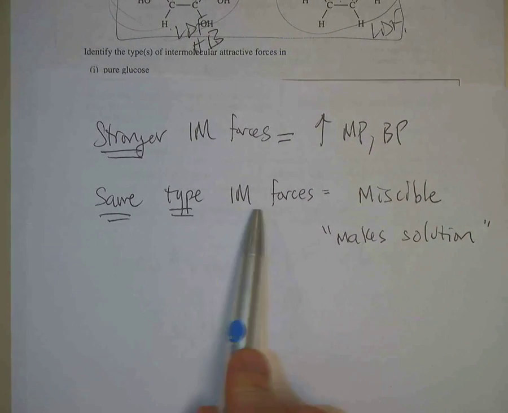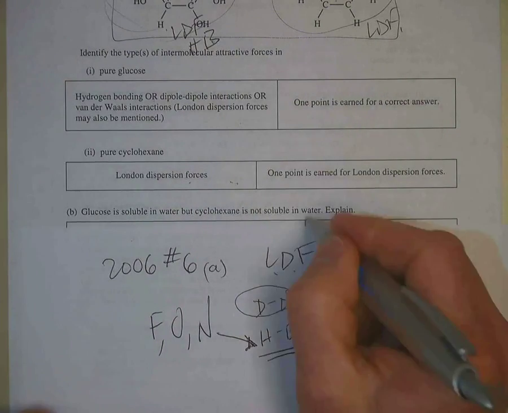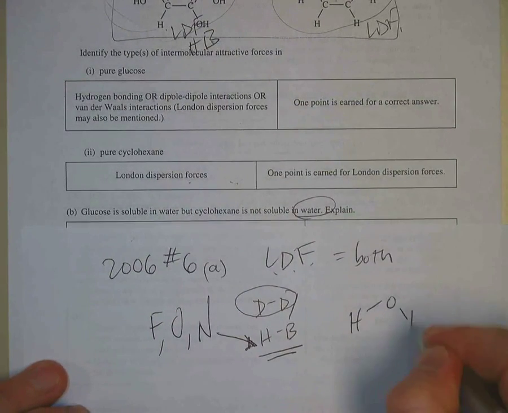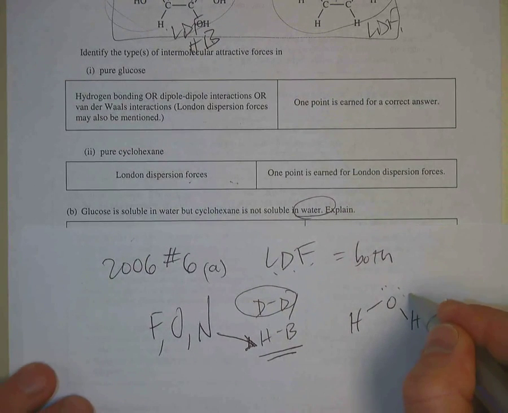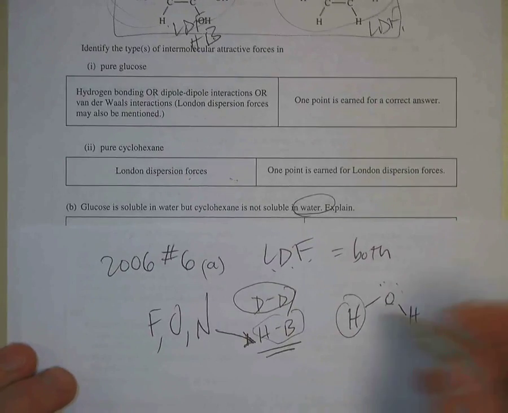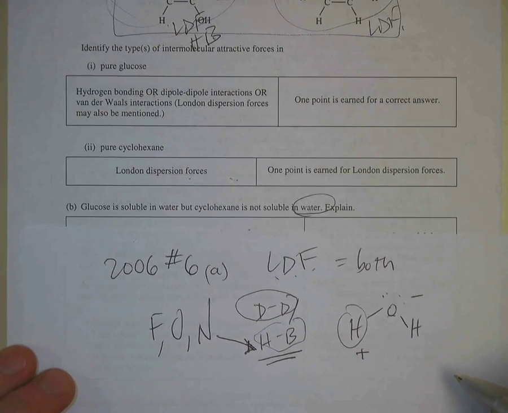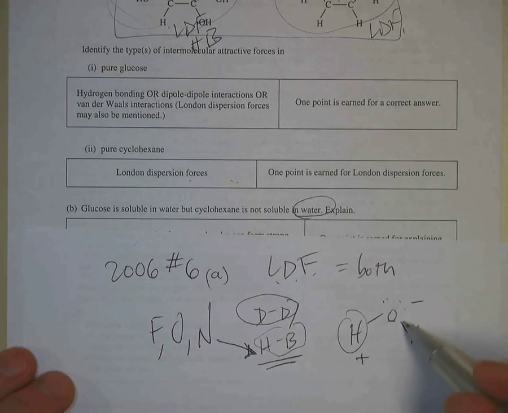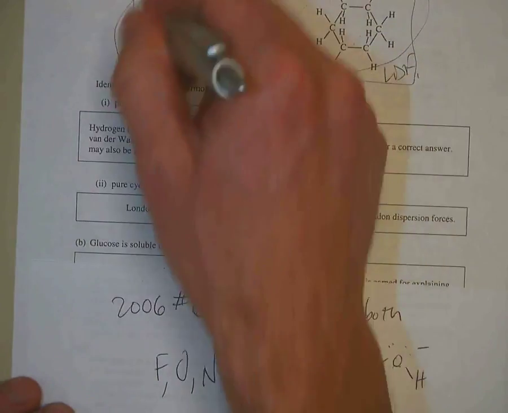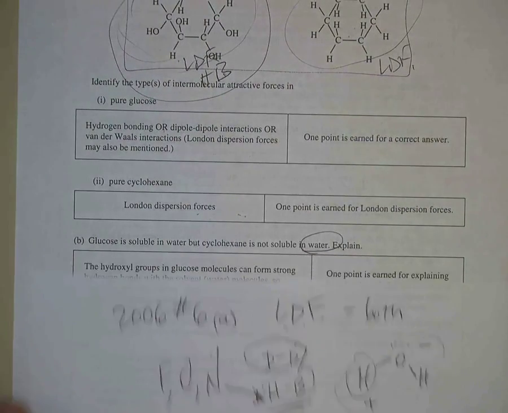Well, if they have the same type of intermolecular force, then they're miscible, or they can make a solution. So it says it's soluble in water. What kind of forces does water experience? Well, remember, water is a polar molecule, and therefore it experiences dipole-dipole forces. And as a matter of fact, it's a special case called hydrogen bonding because it's got an H connected to an F, O, or N. So it's got a positive and a negative charged area here. Well, that means that something with hydrogen bonding would dissolve in it. And as a matter of fact, glucose right here does dissolve in water, whereas cyclohexane has none of these forces, so it's not going to dissolve.